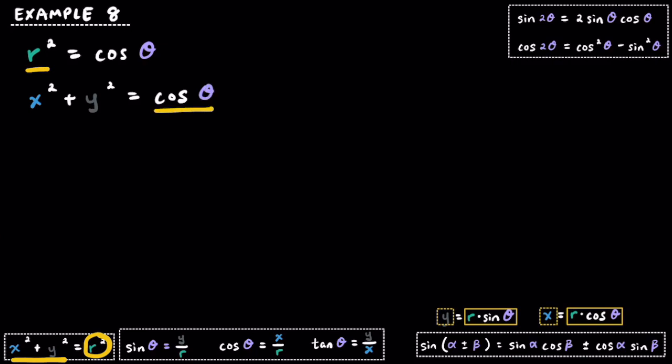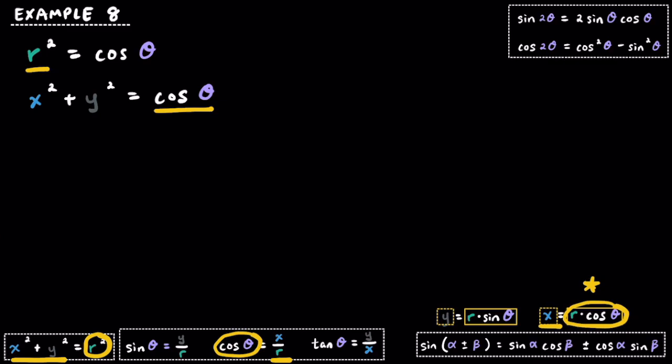This cosine of theta on the right side is a little problematic. Looking at this cosine of theta, we know that's x over r, but then we're going to still have an r involved. Or we could also take a look over at this equivalency, and we know that r times cosine of theta is equal to x. Either way, though, we're going to have an r involved here. So either one is fine for you to use. For this one, I'm actually going to try this one.